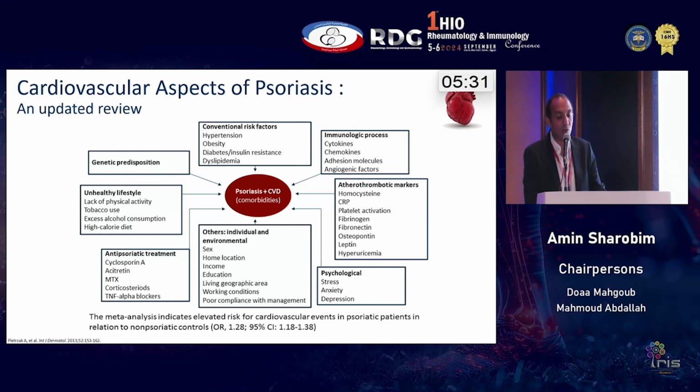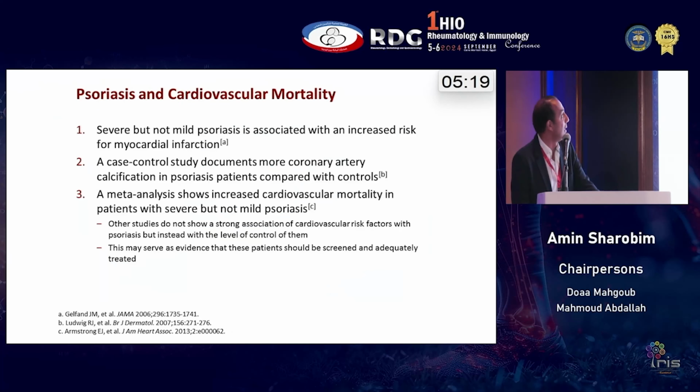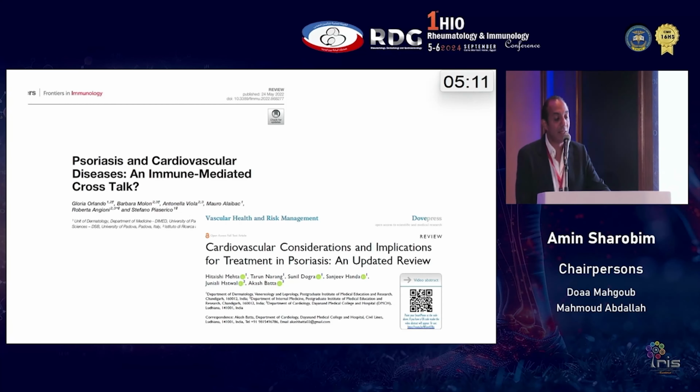Also regarding cardiovascular risk, we can see that conventional risk factors are more common in these patients due to the immunological process that they have, and the atherothrombotic markers are increased in the psoriatic patient. Severe but not mild psoriasis is associated with an increased risk of myocardial infarction. So between psoriasis and cardiovascular disease, there is an immune-related crosstalk.